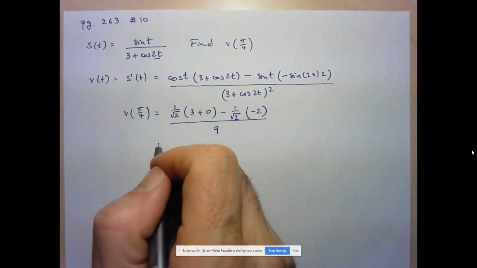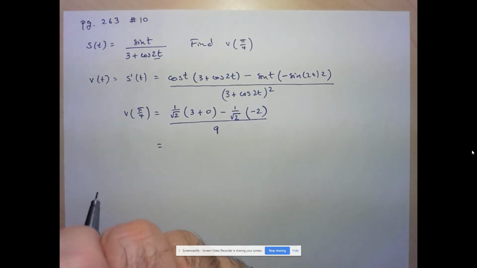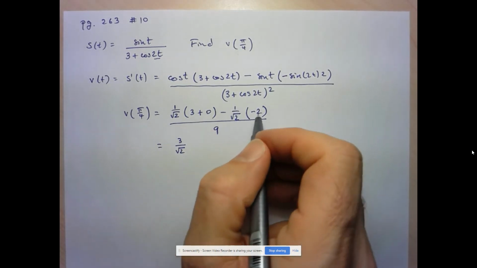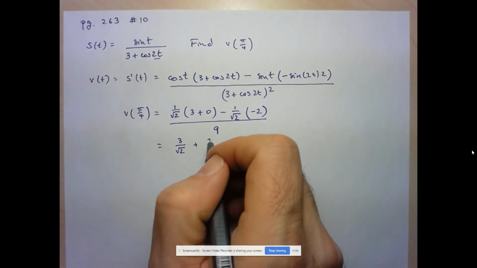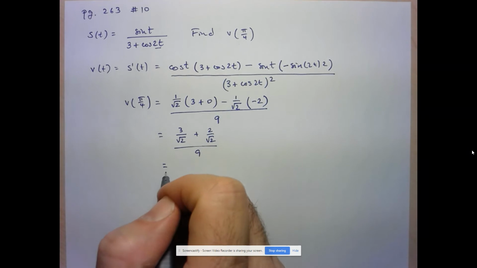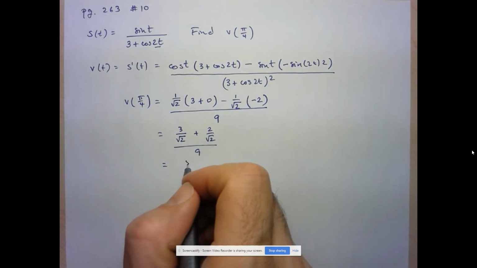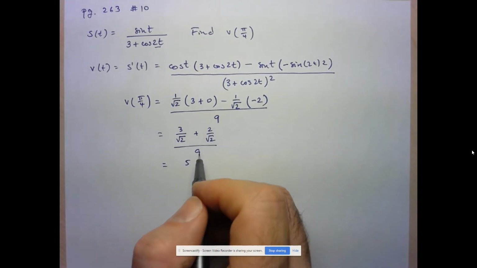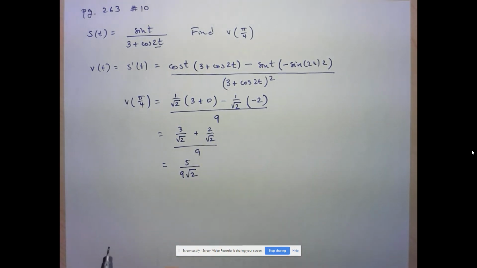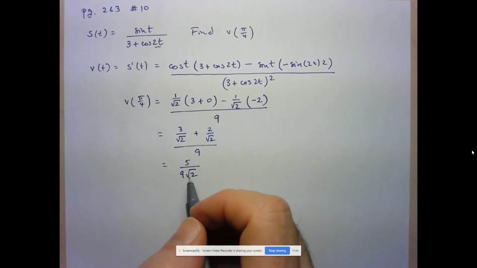All right, so let's simplify now that we've got everything input. So we have 3 over root 2, and then here we have plus 2 over root 2, all over 9. And this is just going to be equal to 3 plus 2 is 5 over root 2. Just bring that into the denominator with the 9, so 9 root 2. All right, and I'm happy with this as the answer.